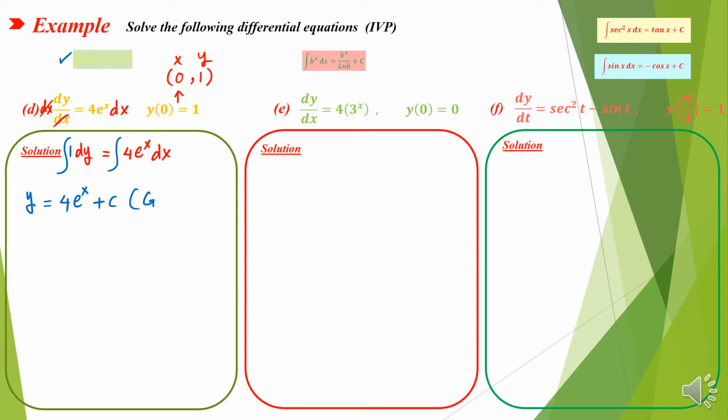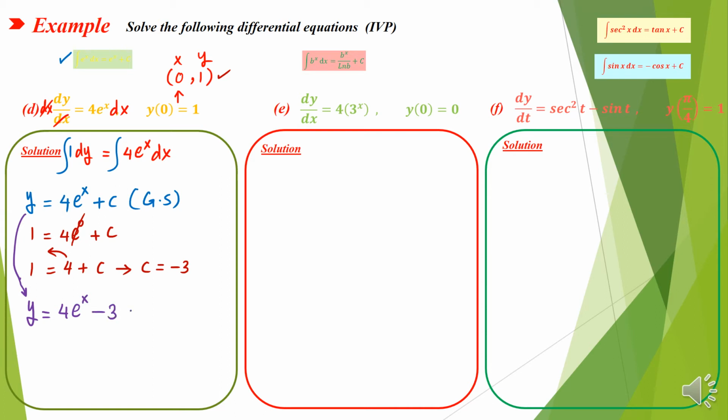This is the general solution for the given differential equation, and to find the particular solution you have to plug in the point 0, 1 in the given equation, and you'll get 1 equals 4e to the 0 plus c. As you know, e to the 0 is 1, so we have 4 plus c. By moving 4 to the left hand side, you will get c equals 1 minus 4, which is negative 3. So the particular solution will be the same as general solution, but you have to plug in the value of c. So we have y equals 4e to the x minus 3.